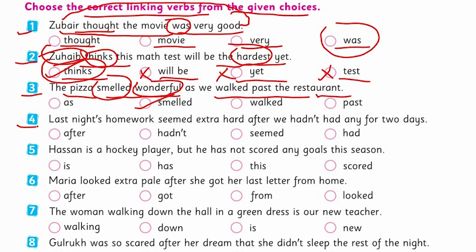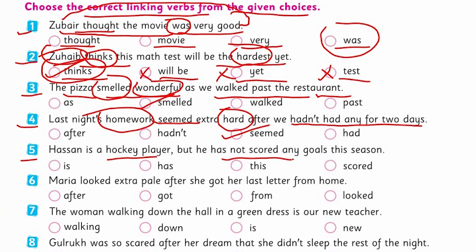The fourth one: last night's homework seemed extra hard. We hadn't had any for 2 days. So last night's homework is a noun here. Extra hard: hard is an adjective here. So what is connecting them, linking them together? Yes, seemed. We have discussed it. So seemed is a very appropriate option for it. The fifth one: Hassan is a hockey player, but he hasn't scored any goals this season. Yes, we have the linking verb here and it's very clear. You can see it is the right option here.